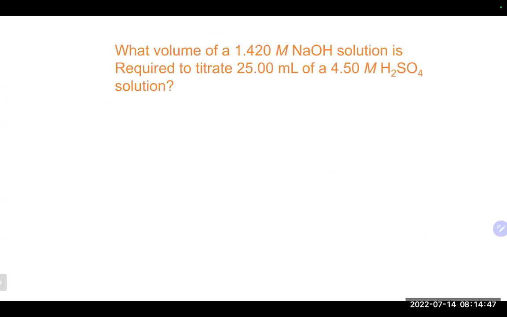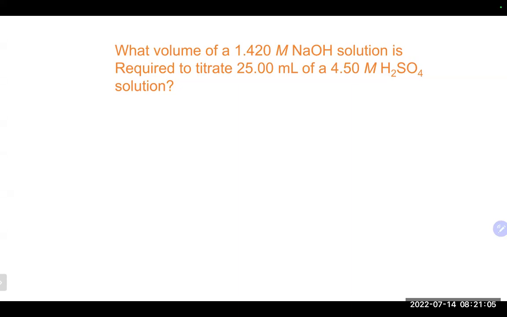So why don't you try this one here, see what you come up with. This is a titration problem. What volume of 1.42 molar sodium hydroxide solution is required to titrate 25 milliliters of a 4.5 molar sulfuric acid solution? So take a minute.